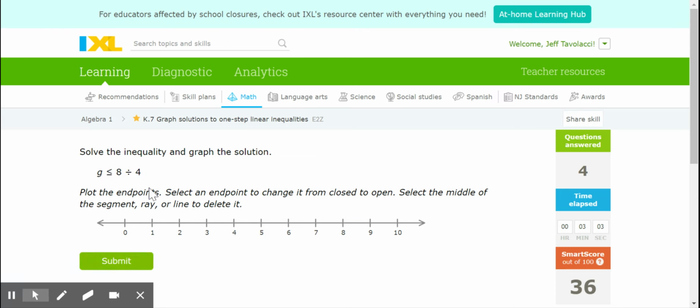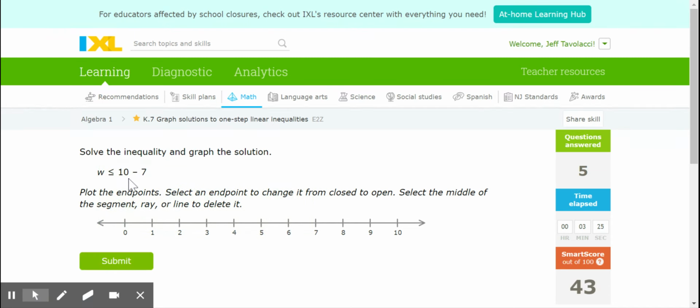Okay, this is a division, but not on either side. So this is G is less than or equal to 8 divided by 4, which is going to be 2. So G is less than or equal to 2. We'll locate 2 as the boundary. We actually want to include the point since it's equal to. We want everything less than, so we'll tap the arrow on the left.